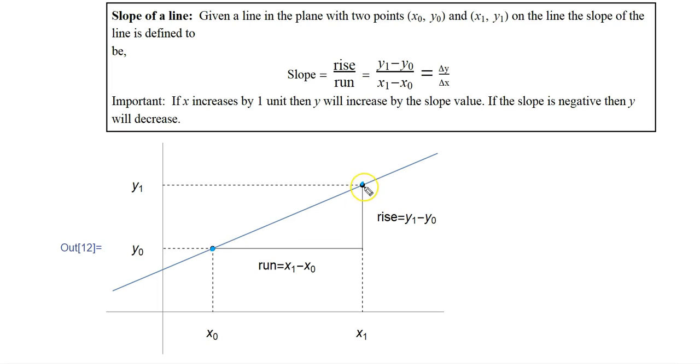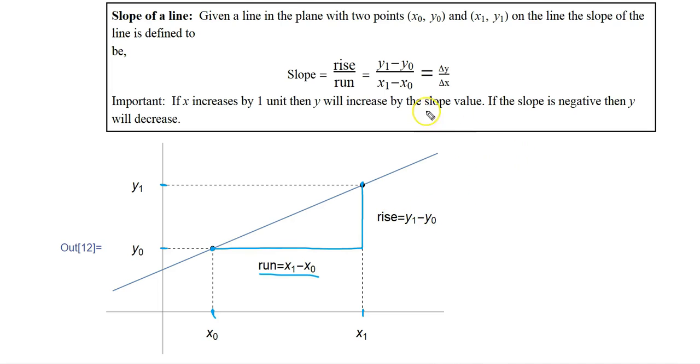So notice that the change in y is going to be this distance. That's our rise. So that is y1 minus y0. If we take the difference of these 2 numbers, that's what we get. We get the rise. And if we take the difference of these 2 numbers, we get the run. So if we evaluate rise over run, well, that's what our slope represents.